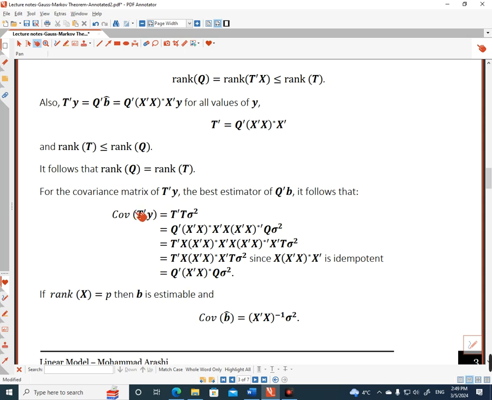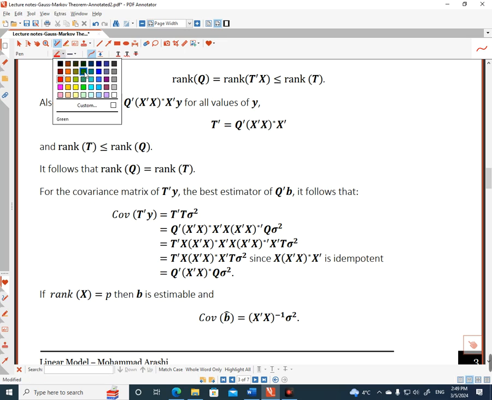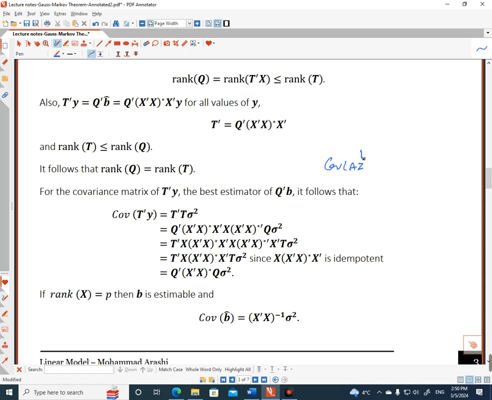Once again, if I write it here, if I have a covariance of, let's say, A z, where z is random and A is constant, non-random, then it is A covariance of z A prime. So using that, the covariance of T prime Y is simply T prime covariance of Y T. The covariance of Y is equal to sigma square. Remember, it is sigma square identity. Then I replace the T from this equation. So it is given by this formula.